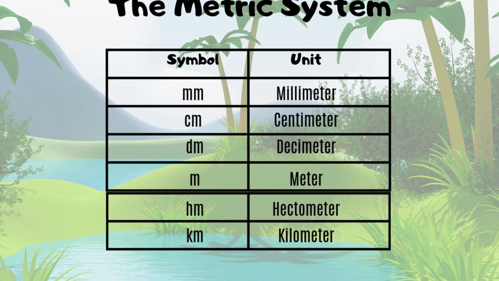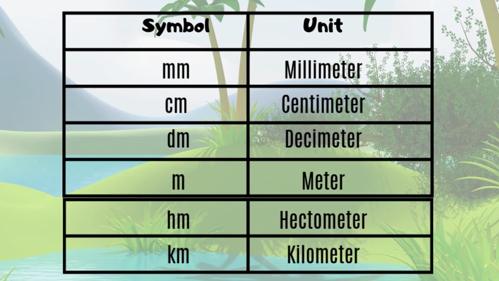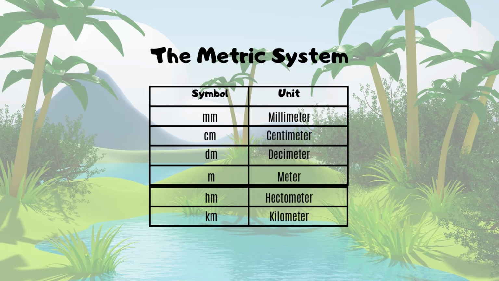The metric system is a decimal-based system of measurement. The current international standard for the metric system is the International System of Units, or Système International d'Unités, or SI, in which all units can be expressed in terms of 7 base units: the meter, kilogram, second, ampere, Kelvin, mole, and candela.